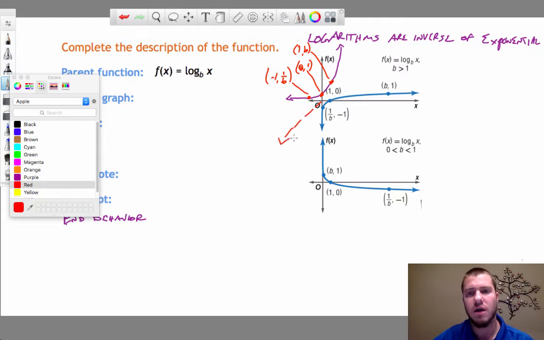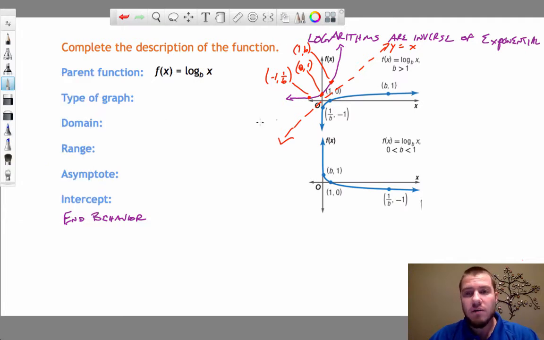And if you notice, these graphs are still reflected across the line y equals x. If I folded it there, they should match right on top of each other. So these points all change the x's and y's, and then you have the log function of that parent function.